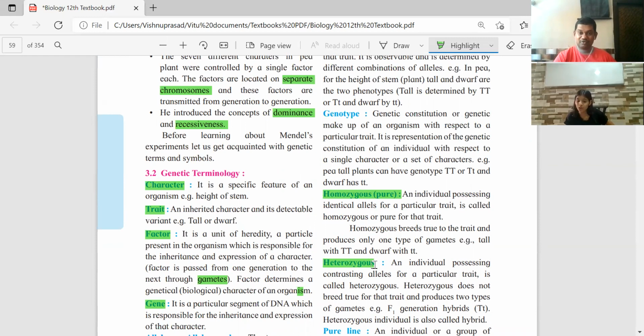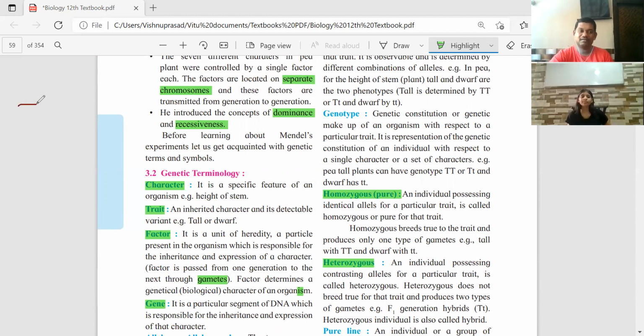Homologous. Oh, homologous नहीं, वो अलग है. This is homozygous. Homozygous and heterozygous. Okay. Now see, whenever you're giving an idea about the genetic composition of that character, you're mentioning the alleles.